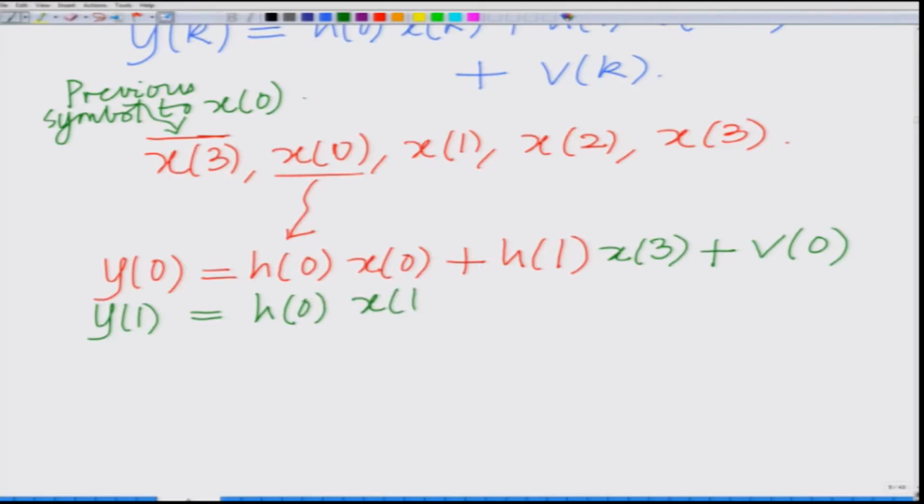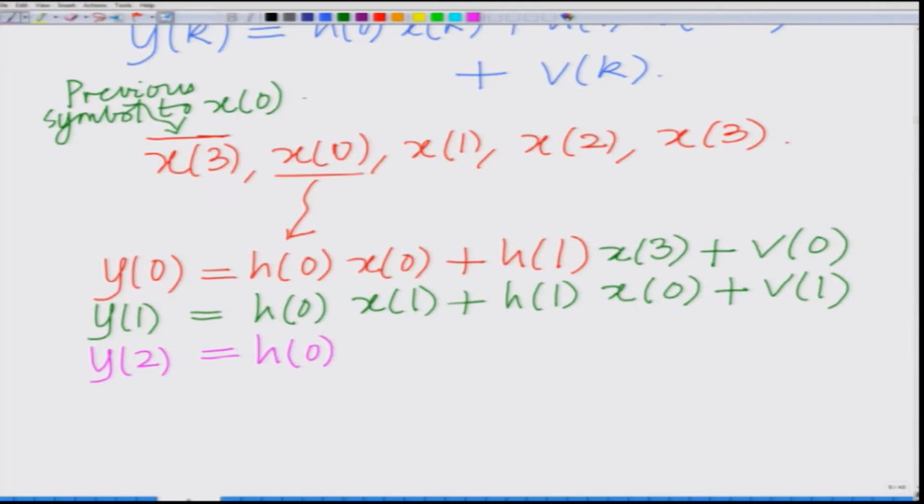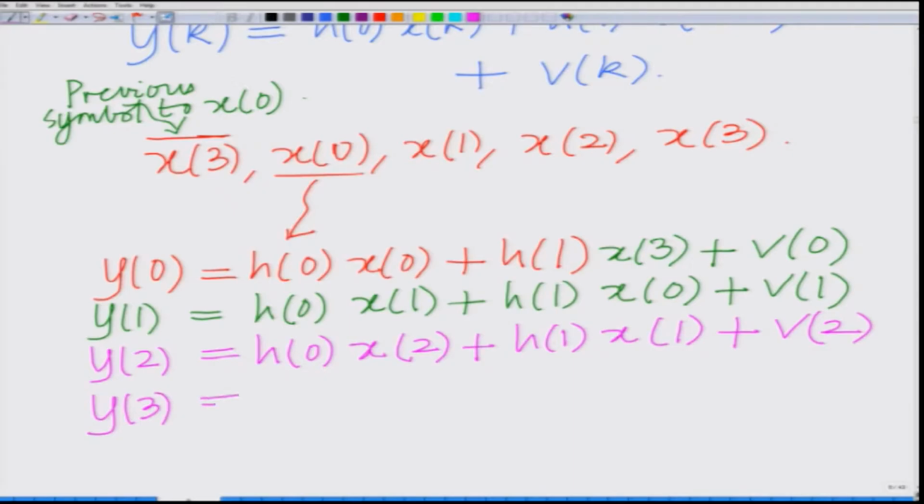Y1 equals H0 times X1 plus H1 times the previous sample, that is X0, plus V of 1. Y2 equals H0 times X of 2 plus H1 times the previous sample X1 plus V of 2, and Y3 equals H0 times X3 plus H1 times the previous sample, that is X2, plus V of 3.